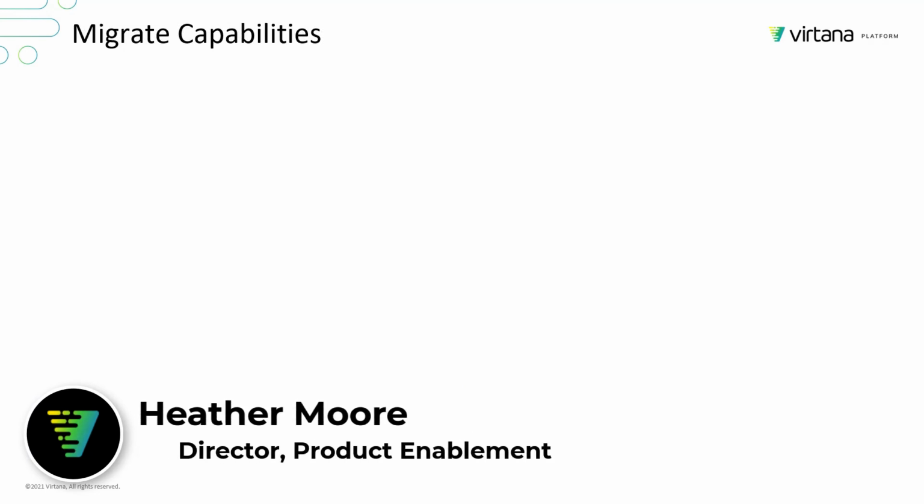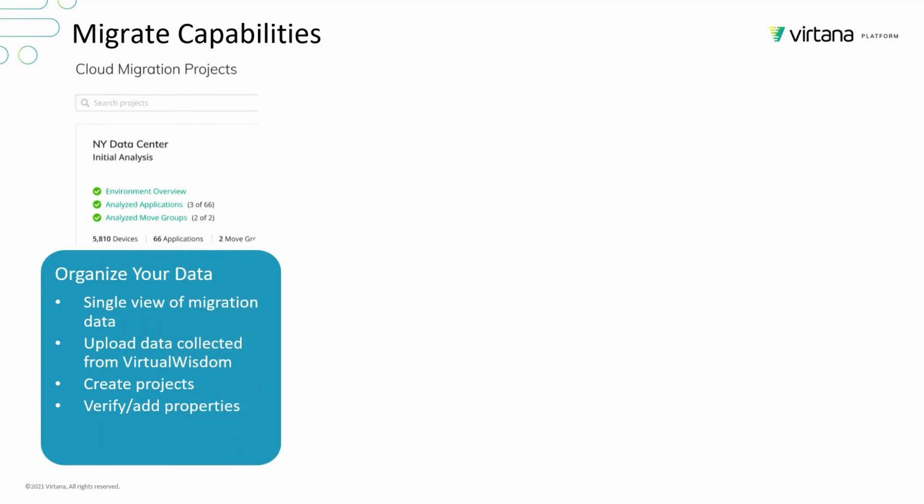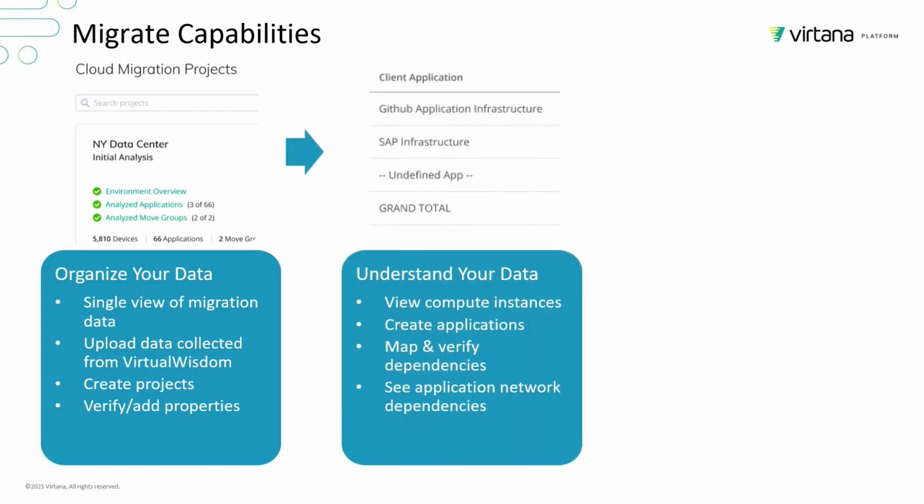Let's look at the high-level capabilities of Virtana Migrate. Organize your Virtual Wisdom discovered data into a single view and view, verify, and change the data. Understand your migration data by creating applications or other groups based on properties, mapping and verifying dependencies between applications or custom groups, and easily seeing network dependencies between applications and internal and external resources.